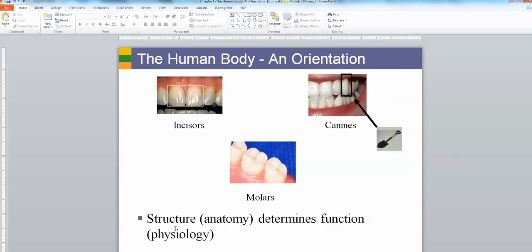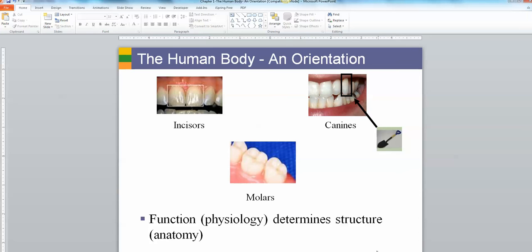So structure determines function. The slightly different structures of the teeth determine or are reflected in their slightly different functions. So structure determines function, or anatomy determines physiology. Or you could also say function or physiology determines structure or anatomy. So that's how anatomy and physiology are related.